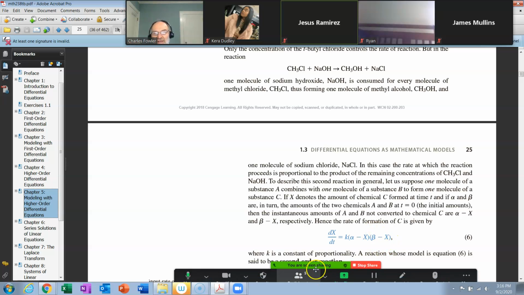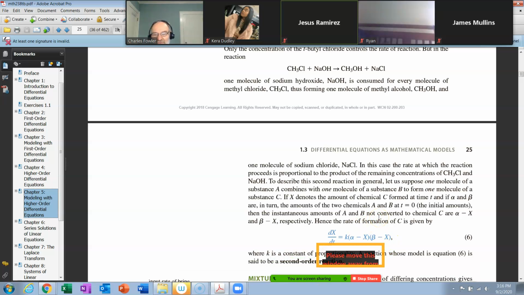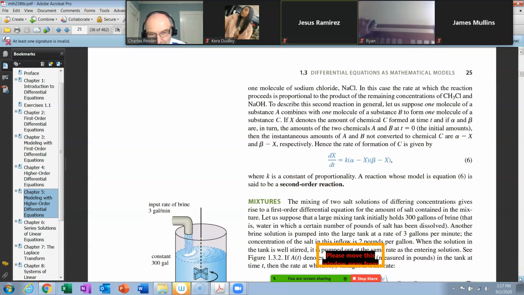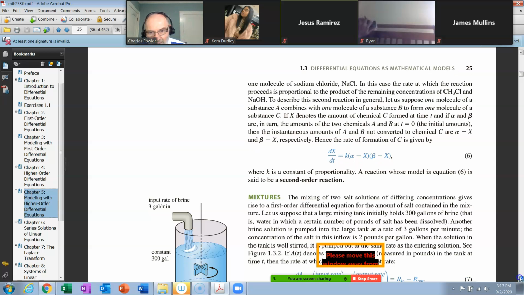So this is a second order reaction because it doesn't involve just one material. You have two materials. One's converting, one's getting bigger, while the other's getting smaller. That one gets smaller, this one gets bigger. That's a second order reaction. So that differential equation will be more complicated, like this. Okay? And so there's a couple of illustrations from chemistry.